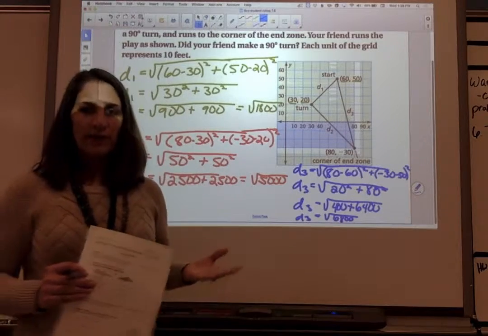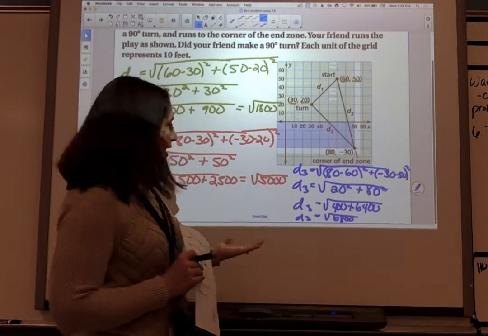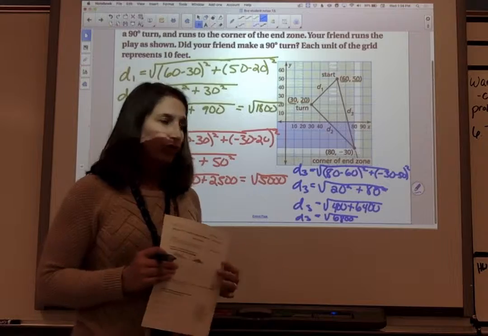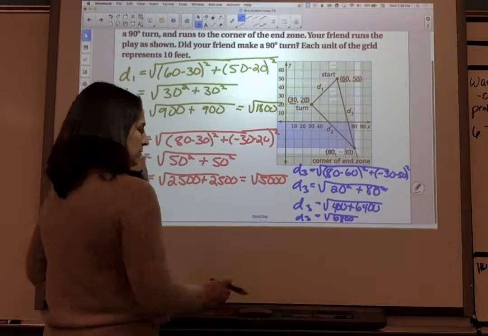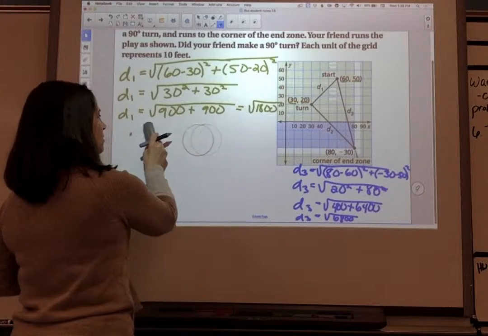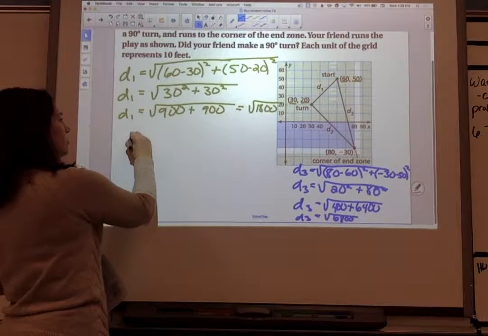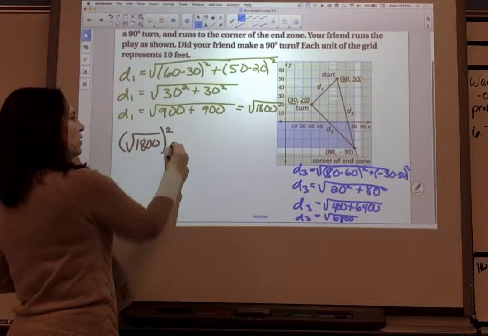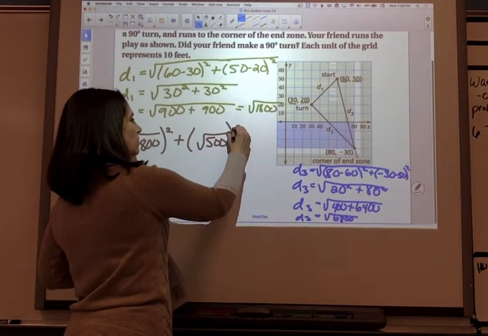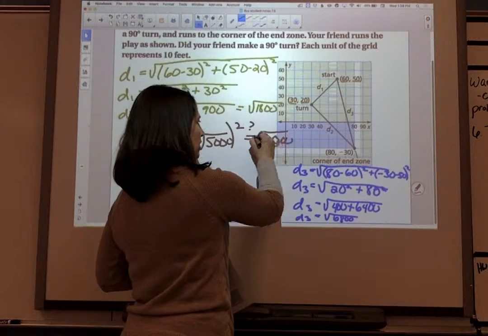Okay, so now I have my 3 distances. I have D1, D2, and D3. It looks as if D3 is the longest, and looking at my distances, it is the longest. So now we just need to see, does the Pythagorean theorem hold true? Now, I'm going to erase just a little bit here so that I've got some room to show this. I'm going to do a squared plus b squared equals c squared. I'm going to use D1, so the square root of 1,800 squared plus D2, which is the square root of 5,000, so the square root of 5,000 squared. And I want to see if that's equal to the square root of 6,800 squared.